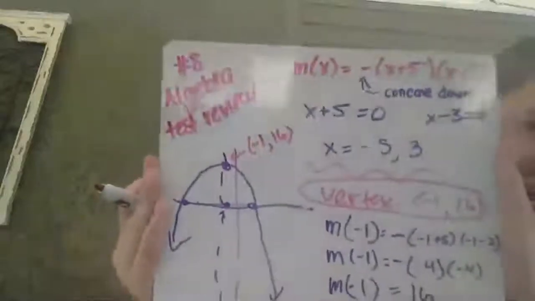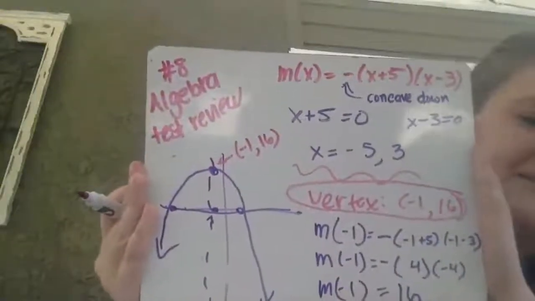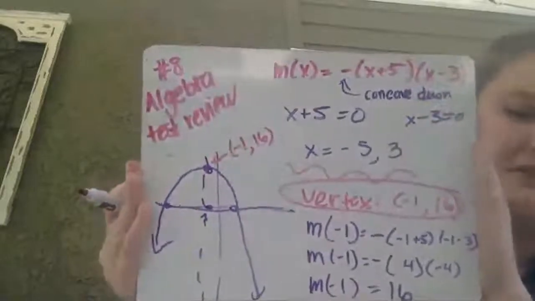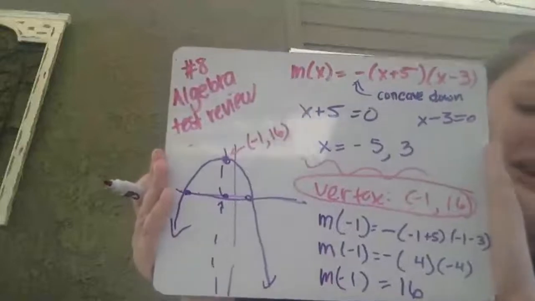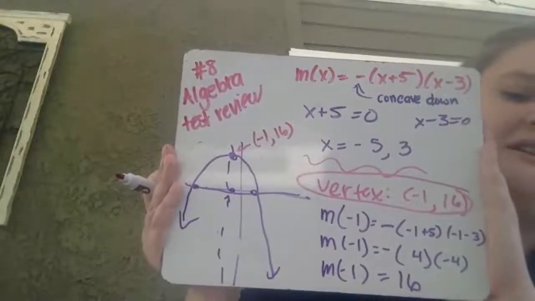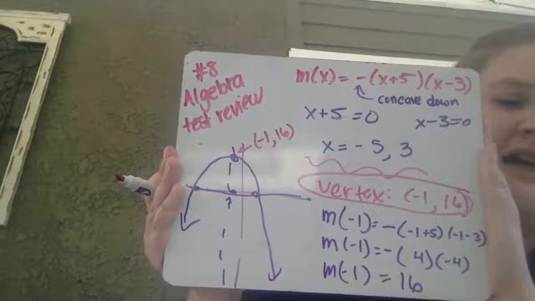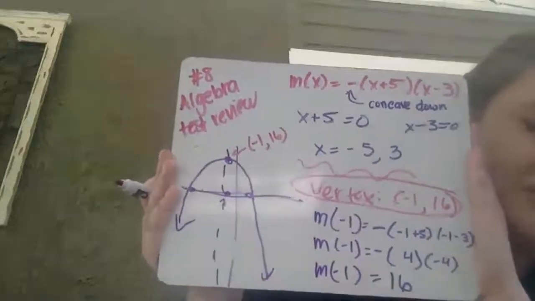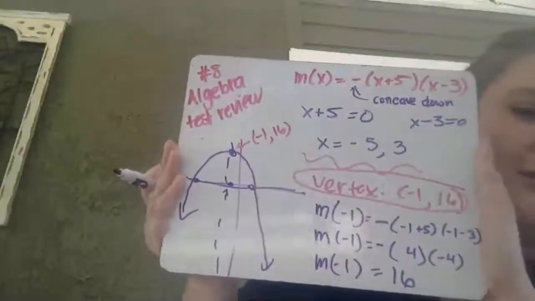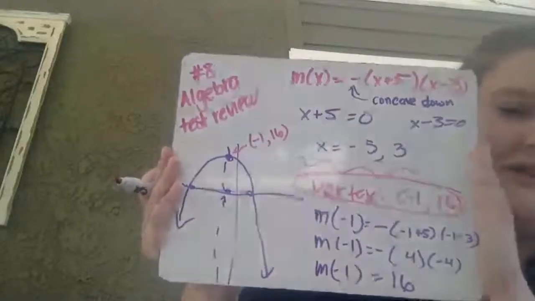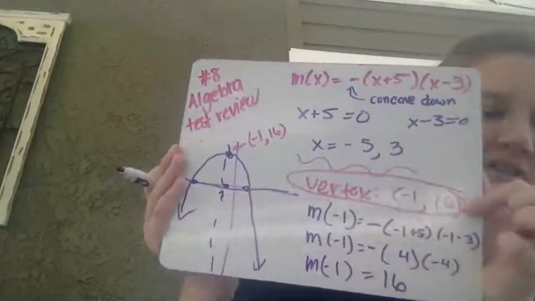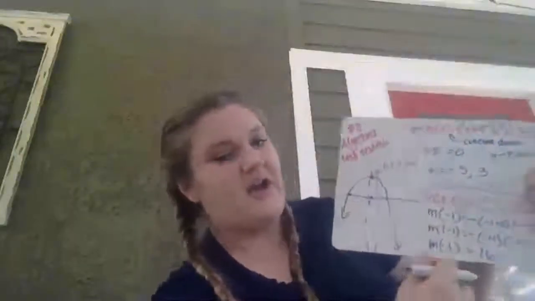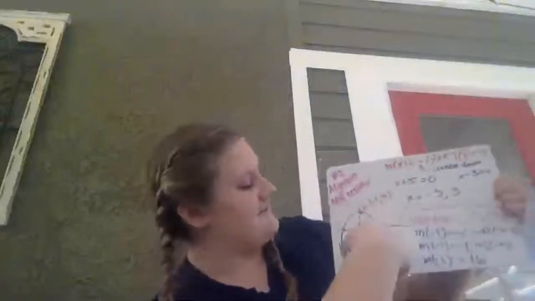Sorry, it's very crazy. So my vertex is my maximum point since it's concave down. And we found it by finding our middle between our two zeros, and then plugging that into our equation and solving for the y value. So far we have our zeros and our vertex. We can even find our line of symmetry because our line of symmetry goes through our vertex.